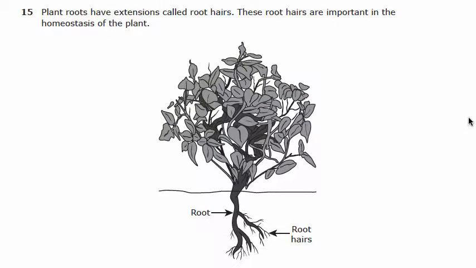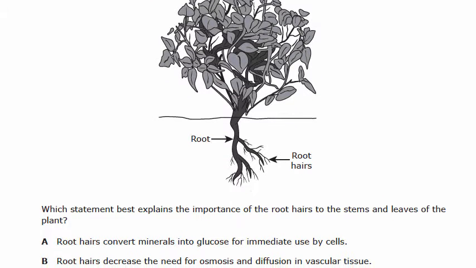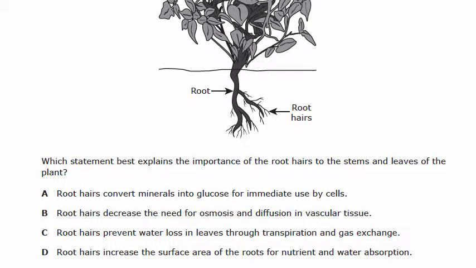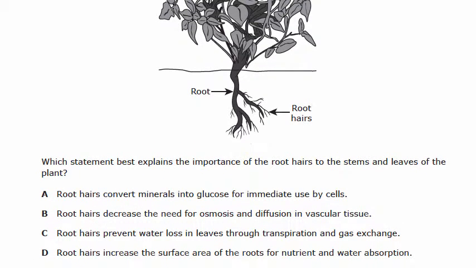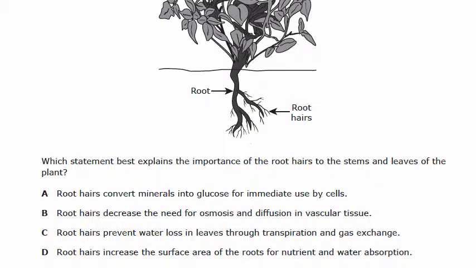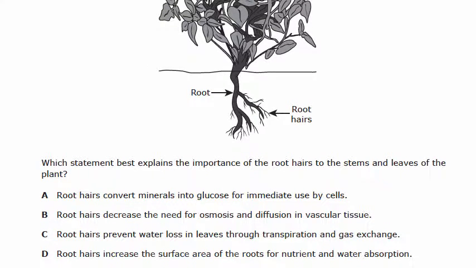Number 15. Plant roots have extensions called root hairs. These root hairs are important in the homeostasis of the plant. Which statement best explains the importance of the root hairs to the stems and leaves of the plant? A. Root hairs convert minerals into glucose for immediate use by cells. B. Root hairs decrease the need for osmosis and diffusion in vascular tissue. C. Root hairs prevent water loss in leaves through transpiration and gas exchange. D. Root hairs increase the surface area of the roots for nutrient and water absorption.